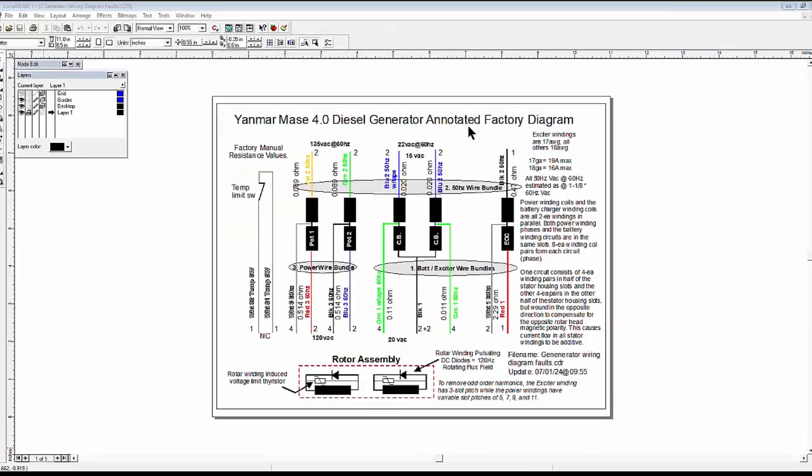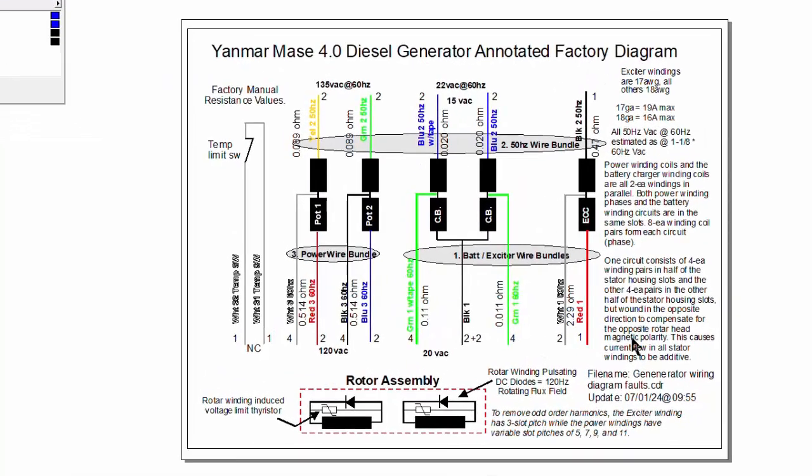Next, we need to take a look at this annotated factory diagram, which I updated today. This whole section right here, these 2 paragraphs, explain how this actually works. So this was in error before. It explains how it takes both halves of the stator to make up one of these phases. So you can read those details if you want to.